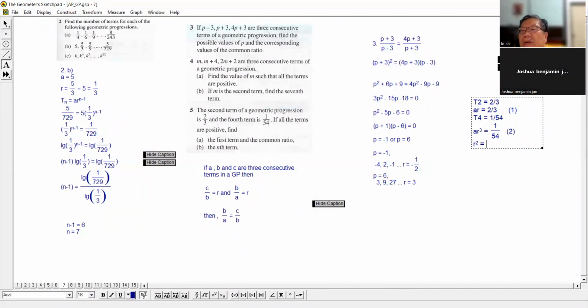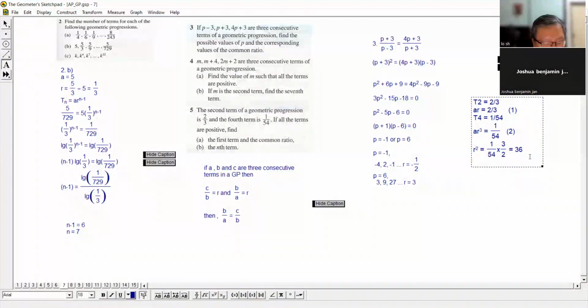So R squared equals 1 over 54 times 3 over 2. Dividing by 2 over 3 means times by 3 over 2. So how much is this? 54 divided by 3 is 18. 18 times 2 is 36. So R squared is 36.